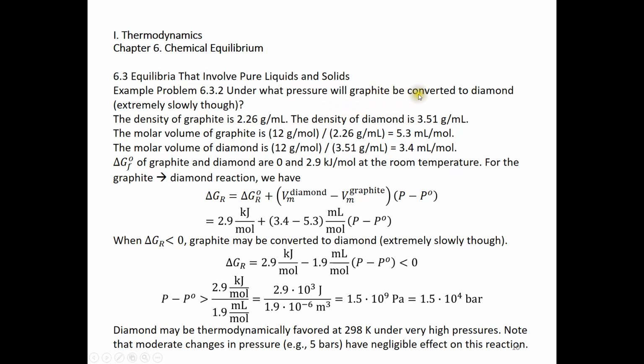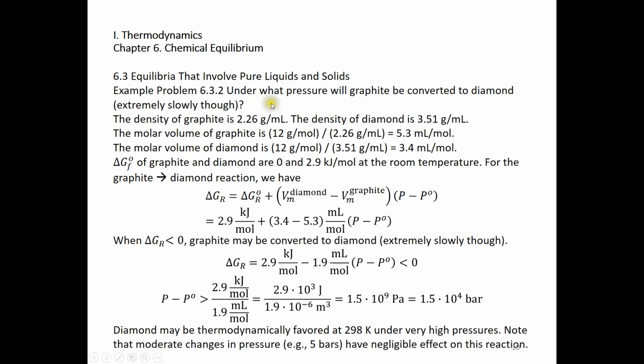When will this graphite be converted to diamond? They're both carbon. So when the Gibbs energy of diamond is lower than the Gibbs energy of graphite, then this conversion will happen under the given temperature and pressure. Now let's look at the density of graphite, the density of diamond, 2.26 for graphite, 3.51 for diamond. From these two numbers, you know the molar volume of the diamond is smaller than the molar volume of graphite, and we can compute the molar volume easily.